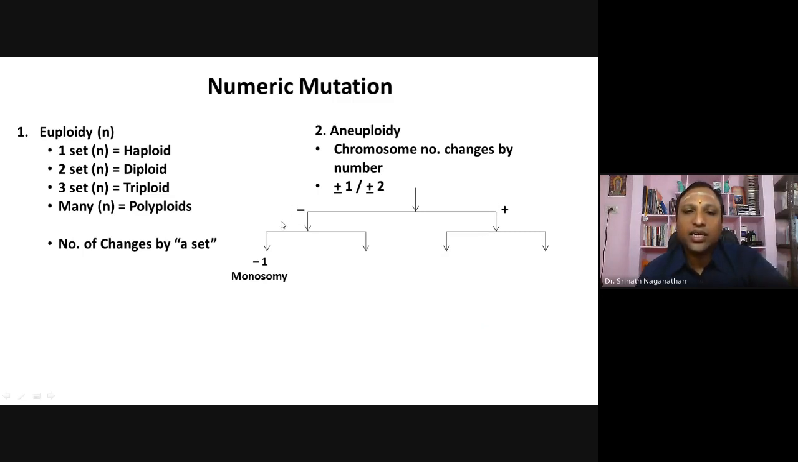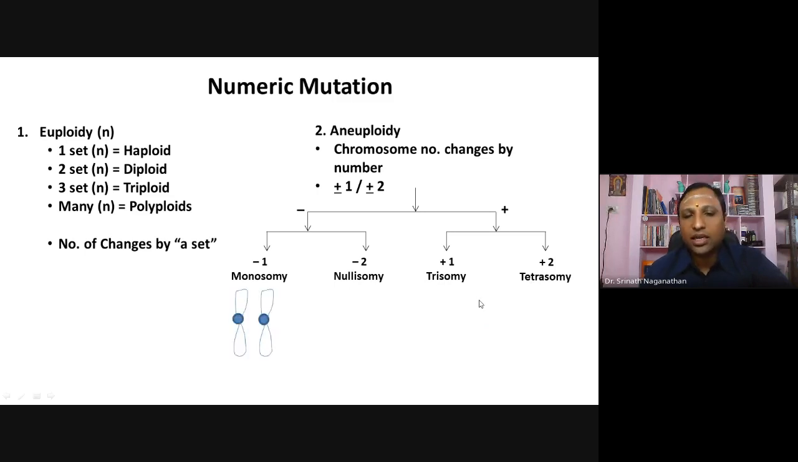If the deletion is there, that is, one of the chromosomes of the set is lost, that is -1, which is called monosomy. And if -2, that means nullisomy. If +1, then it is trisomy. And if one more is added, that is +2, it becomes tetrasomy.